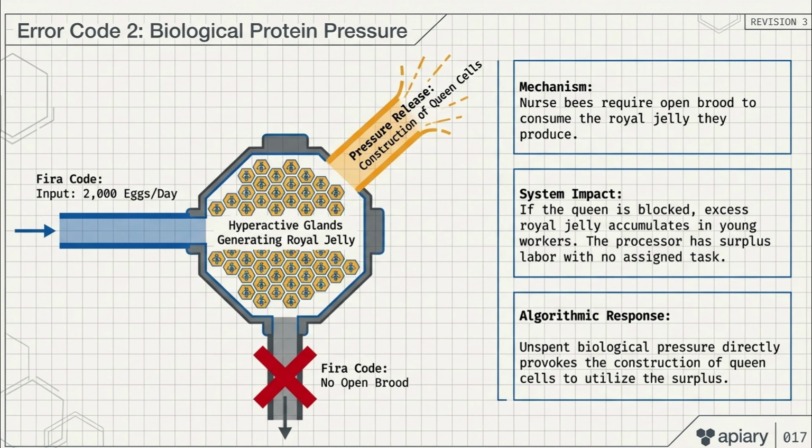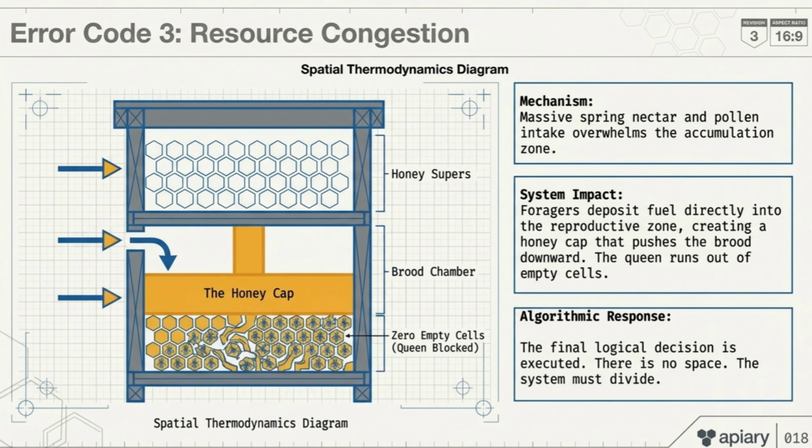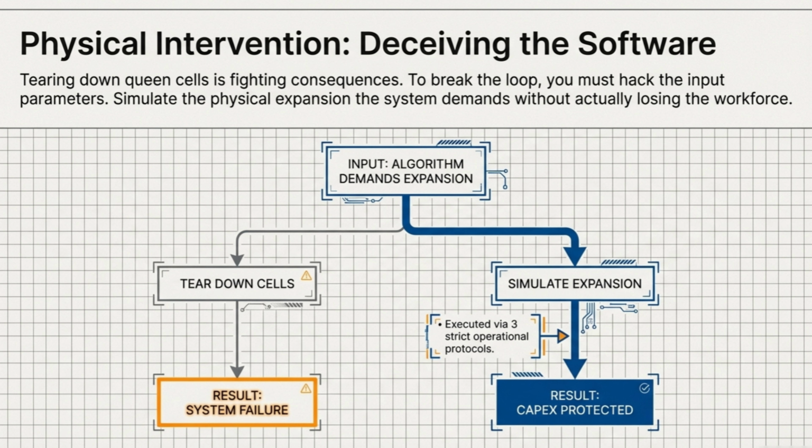2. Demographic imbalance, protein pressure. We enter the phase of spring expansion. The queen delivers 2,000 eggs per day. At one point, a massive army of young nurse bees emerges. Their hypopharyngeal glands are hyperactive. They require open brood to consume the royal jelly they produce.